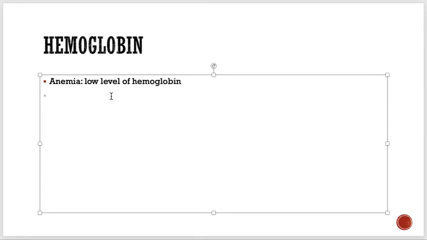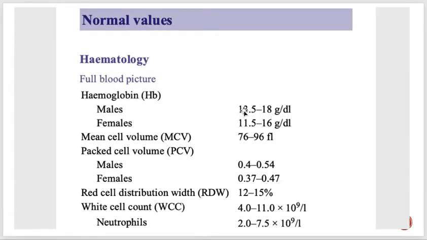We said the patient has anemia, right? So one easy way to remember, guys, is that we simply say the patient has anemia when the hemoglobin is less than 13.5 in males, or less than 11.5 in females.